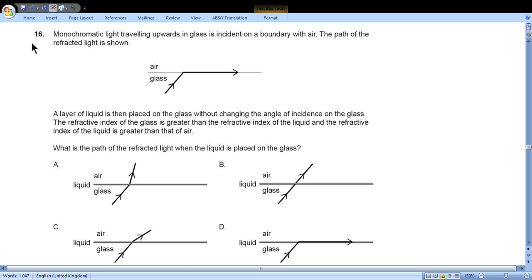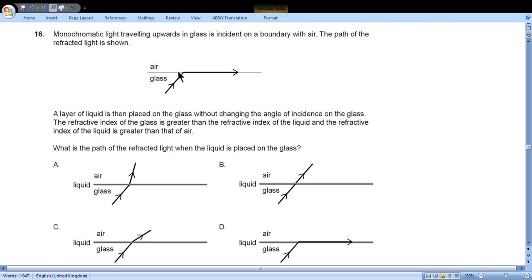16. Monochromatic light traveling upwards in a glass is incident on the boundary with air. The path of the refracted light is shown. A layer of liquid is then placed on the glass without changing the angle of incidence on the glass. The refractive index of the glass is greater than the refractive index of the liquid, and the refractive index of the liquid is greater than that of air. What is the path of the refracted light when the liquid is placed on the glass?